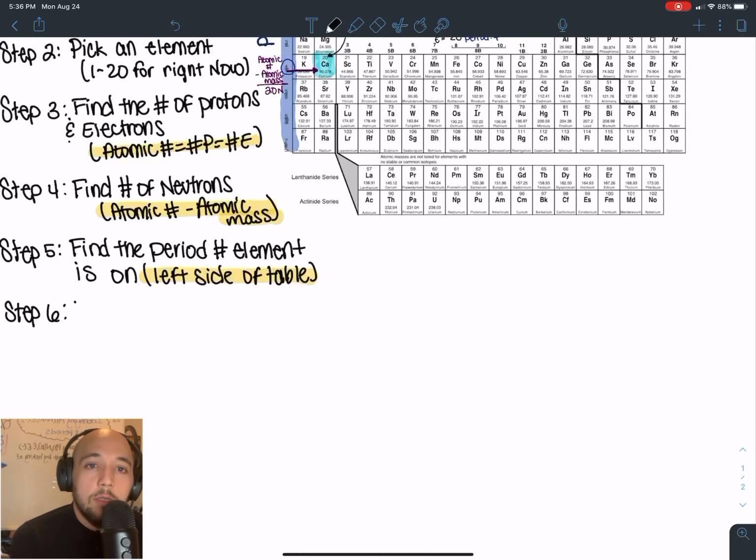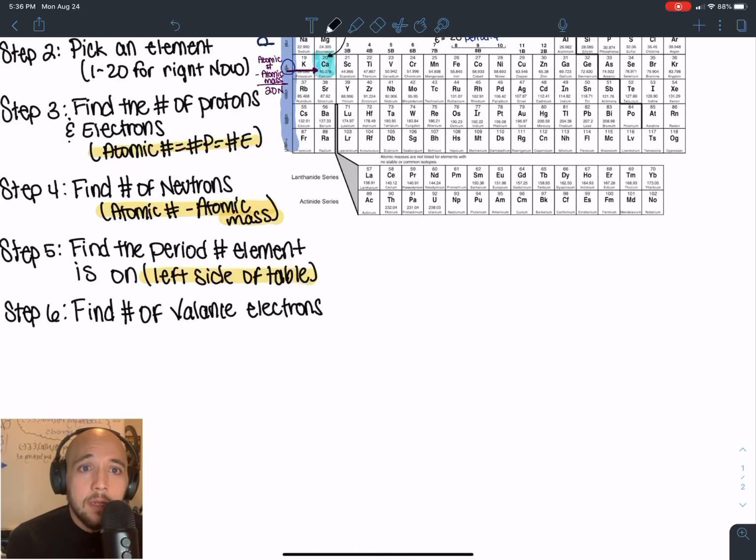And I forgot to change the width of my pen. Nonetheless, this is where we find the number of valence electrons. And it's always very important that we find the number of valence electrons. And you'll see why at the very end when we do draw them out, because sometimes it can be a little tricky. So to find valence electrons, we use the groups or families on top.